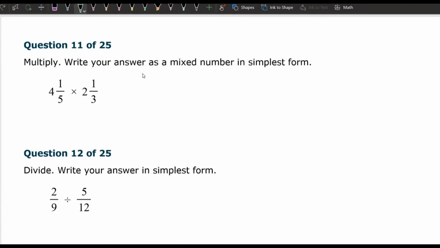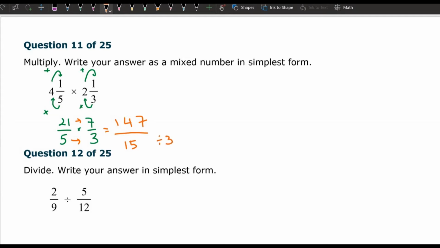Multiply fractions. Whenever you see a mixed number, you need to rewrite it as an improper fraction. So we multiply the bottom and we add the top. Right? So 5 times 4 is 20 plus 1 is 21 over 5. 3 times 2 is 6 plus 1 is 7 over 3. And we multiply straight across. That will give you 147 over 15.